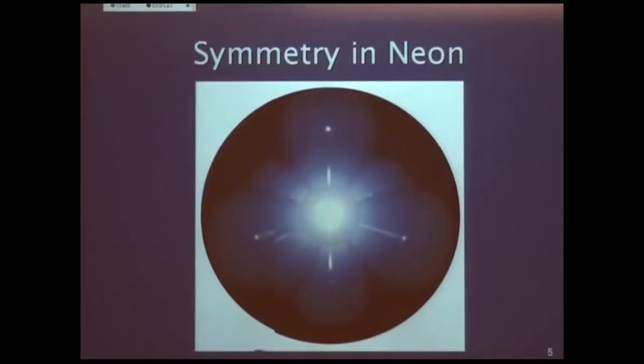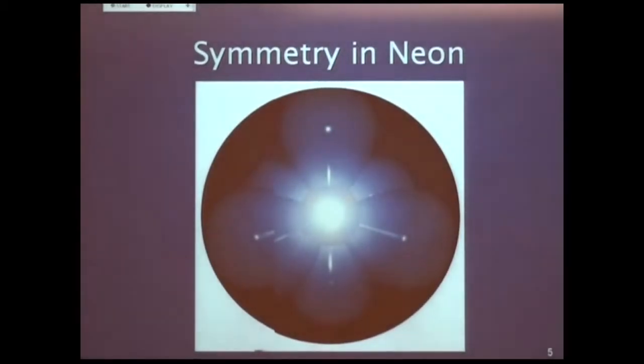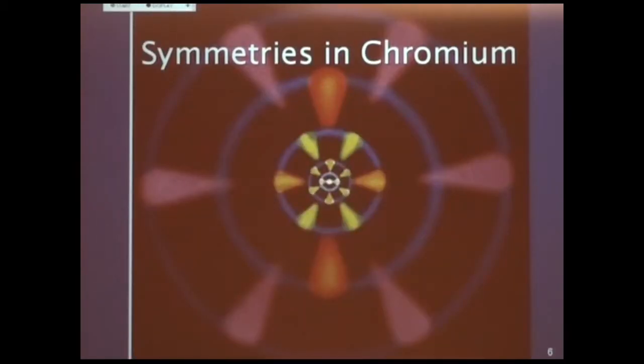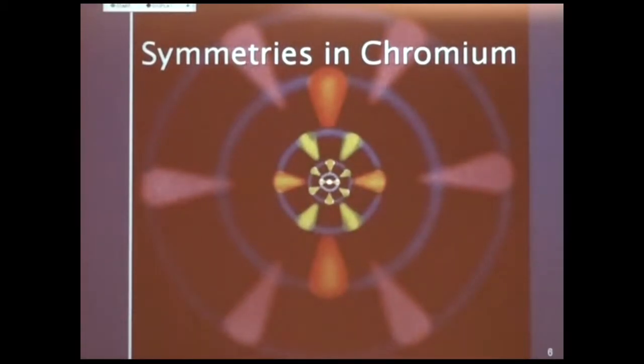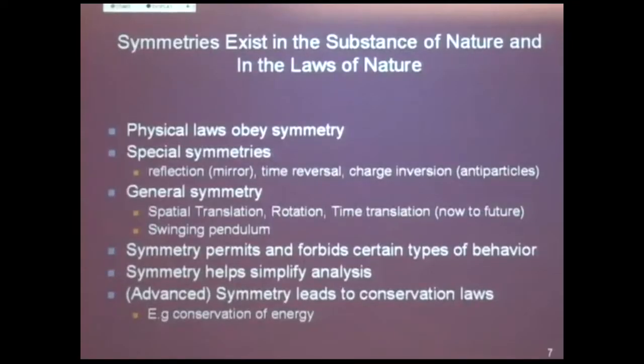So here's the symmetry that we have found in the atom of neon. This is the way the electron clouds distribute themselves around the nucleus of neon. And this is the symmetry in the atom of chromium. You can see the picture that we have of the atom of chromium has internal beauty to it. And this is what I'm trying to stress upon you, that in nature we try to understand the beauty and the symmetry and the mathematical patterns.